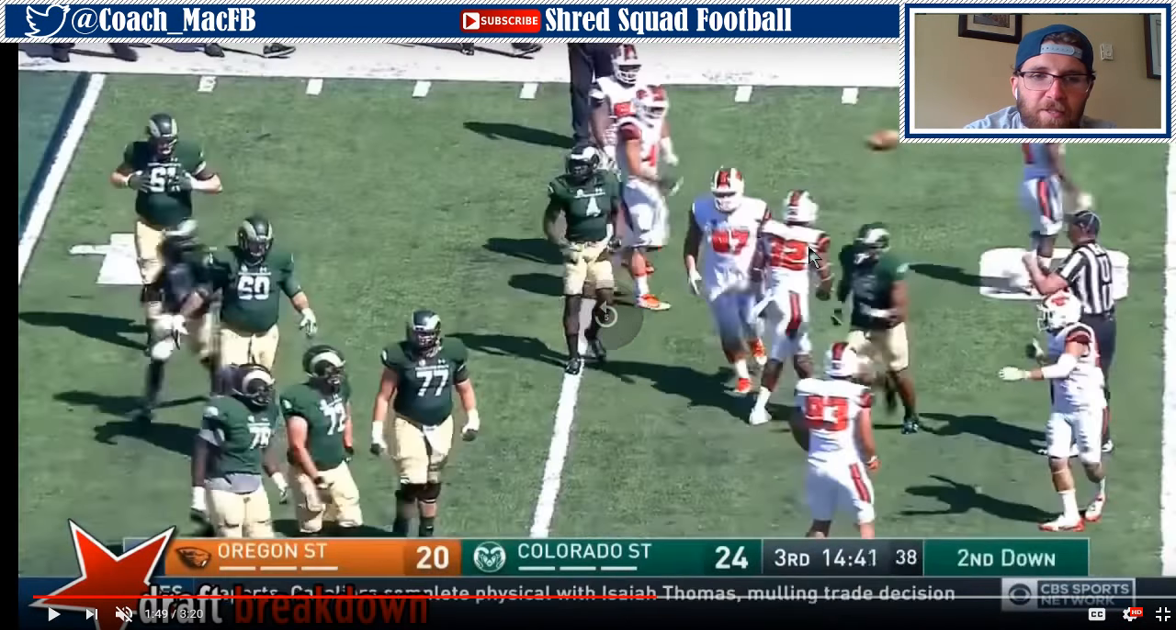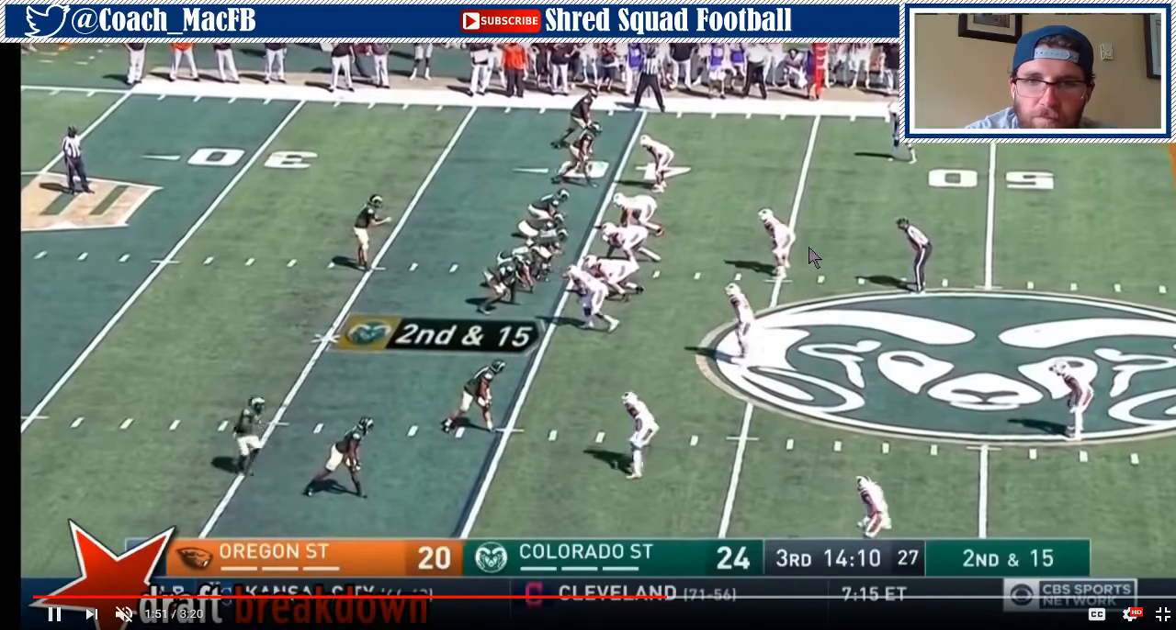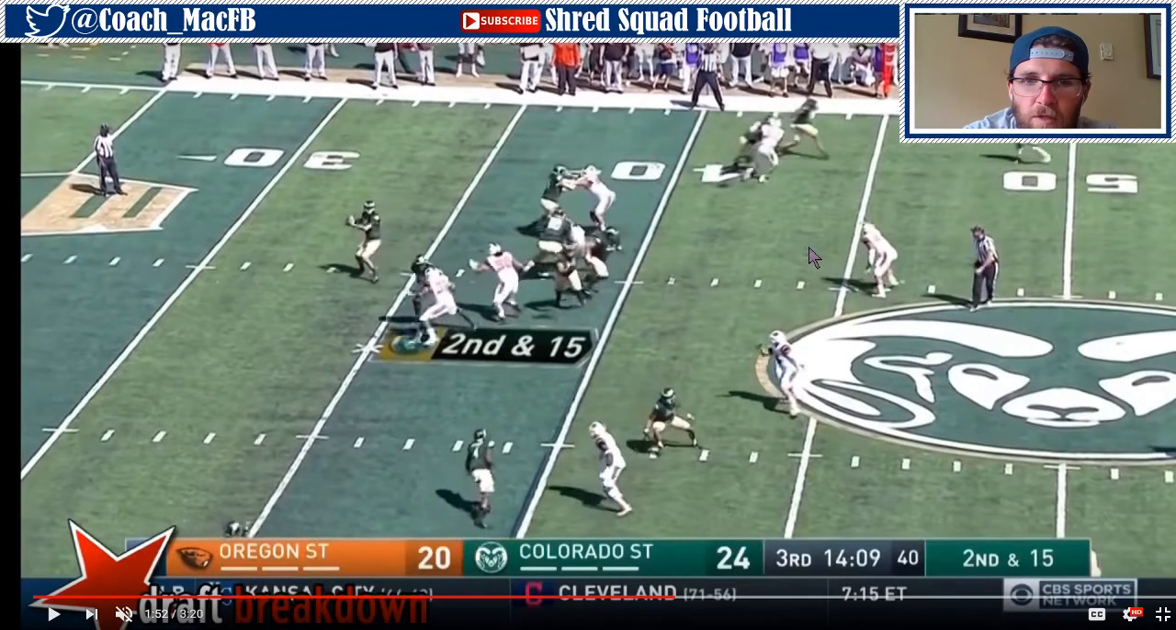Let's see what coverage they're in here. Looks like they're in cover 3, which means 3 deep and 2 inside linebackers, right? So we've got our 2 inside linebackers that are inside the hashes, 1 and 2. You're going to see my mouse moving around. Those are our two inside linebackers that you have to worry about in cover 3, and they're both defending the hash, so when you catch the ball in the tunnel, you know those linebackers widen to this hash and to this hash. So when he catches the ball, he's going to basically split those guys.